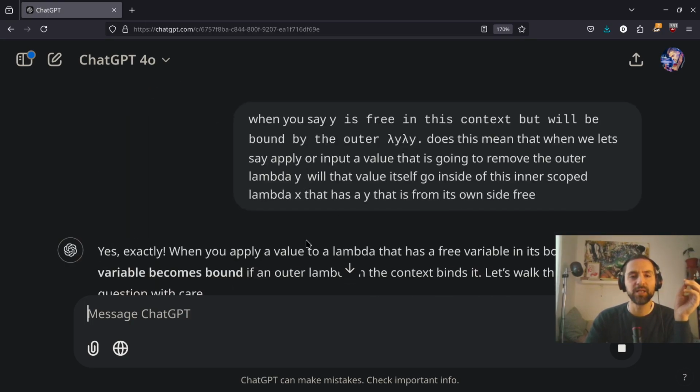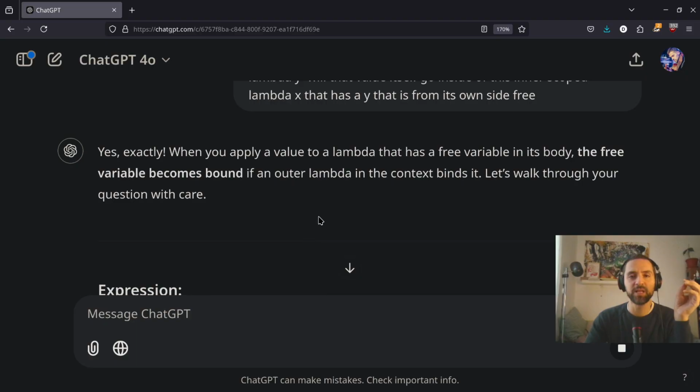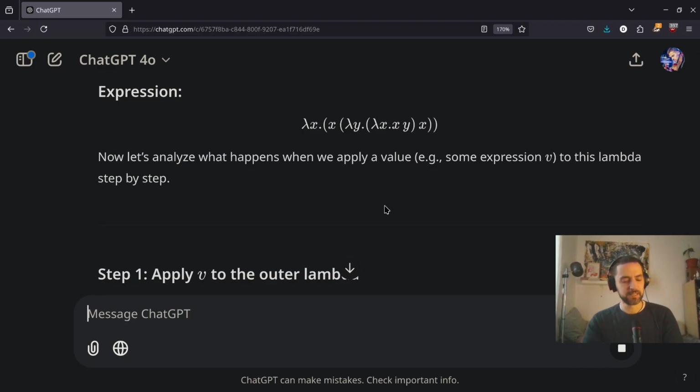Yes, when you apply a value to a lambda that has a free variable in its body, the free variable becomes bound if an outer lambda in the context binds it. Let's walk through your question with care. Yeah. Okay, that kind of makes sense.